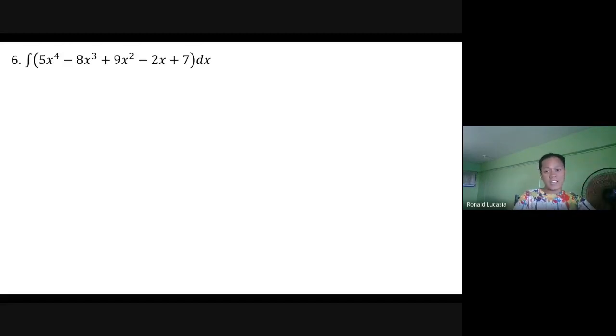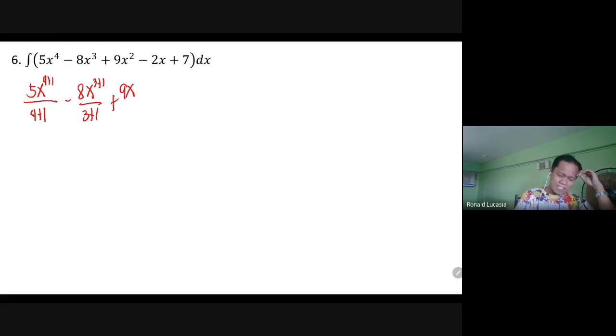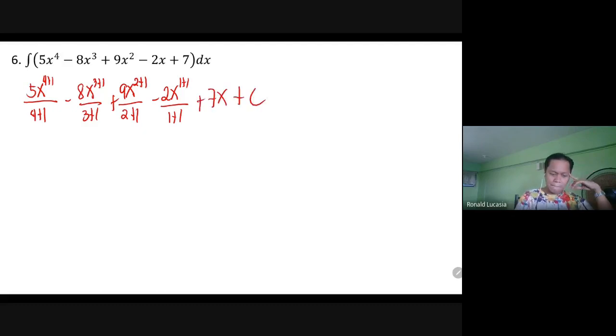So, I'll go straight through it now. Mark Lewis. So, this will be 5x to the 4 plus 1, over 4 plus 1. Minus 8x to the 3 plus 1, over 3 plus 1, plus 9x raised to 2 plus 1, over 2 plus 1, minus 2x to the 1 plus 1 over 1 plus 1 plus 7x plus c. So this will be 5x to the 5th power over 5 minus 8x to the 4th power over 4 plus 9x cubed over 3.